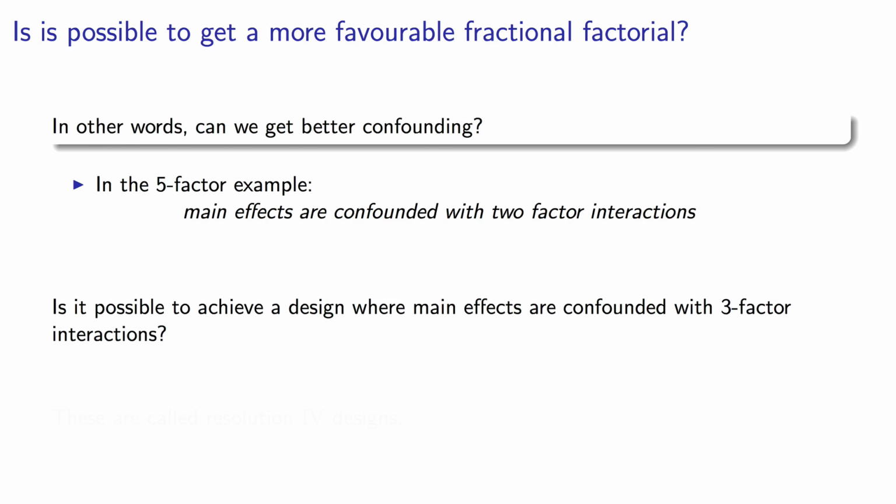Now you could step back and ask, what if you wanted a design where main effects are only aliased with third-order interactions? Is that possible? Well, that is possible. Such fractional factorial designs are called resolution 4 designs. The 3 in the three-factor interaction plus a 1 from the main effect adds up to give you a 4. I'm going to give you a useful way to remember that rule shortly.